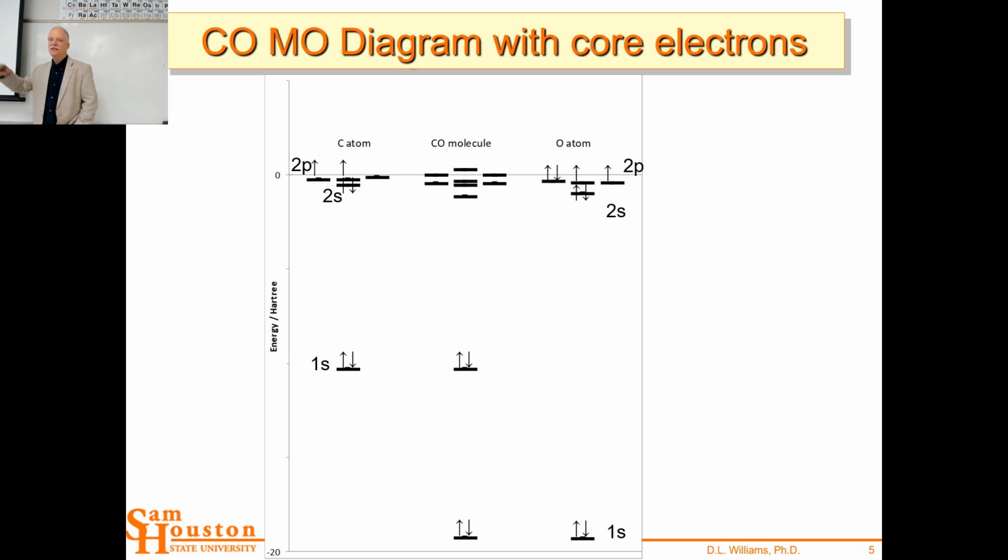But yeah, that 1s electron energy is diagnostic. You can just run that through an X-ray machine and see what elements you have in your sample. If you can get the light in and out. Solid samples are opaque, so you can't always get them.